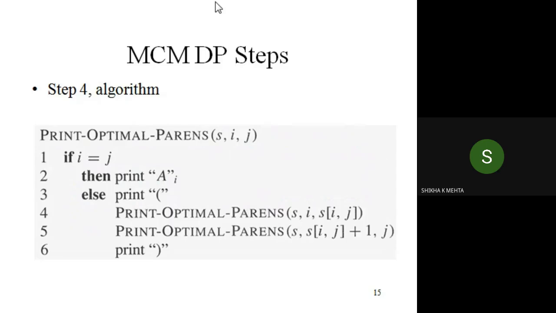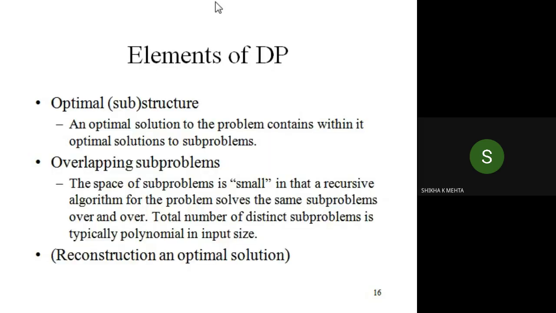If i is equal to j, then simply print A, else print a bracket, then print optimal parenthesis s, i comma s[i][j], then print optimal parenthesis s, s[i][j] plus 1 comma j. This is how we are going to print the parenthesis when we implement.